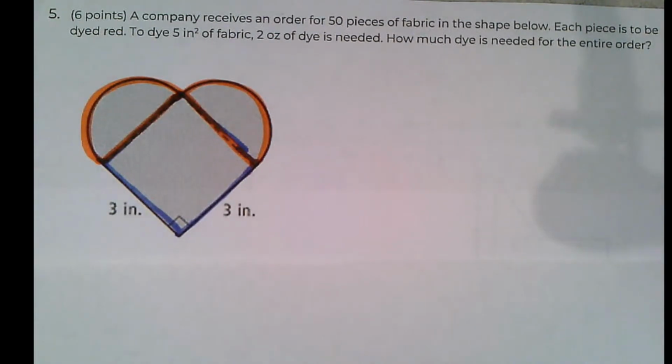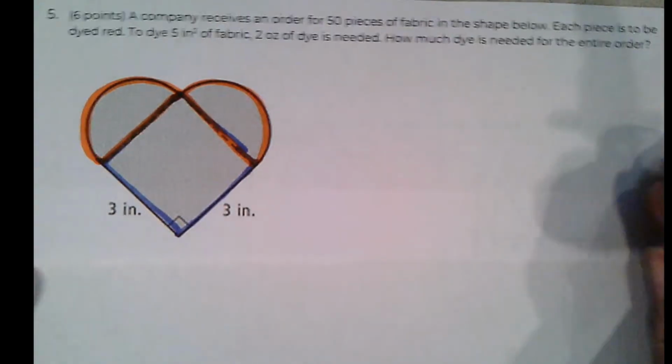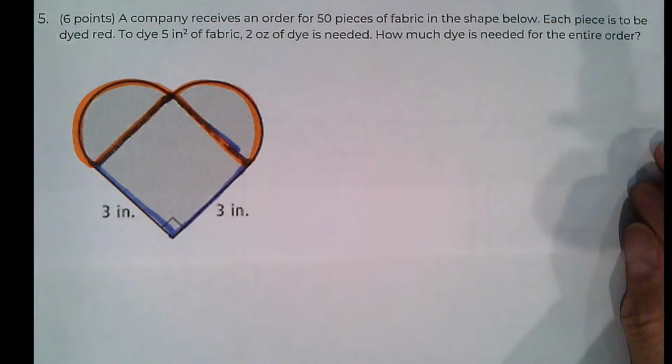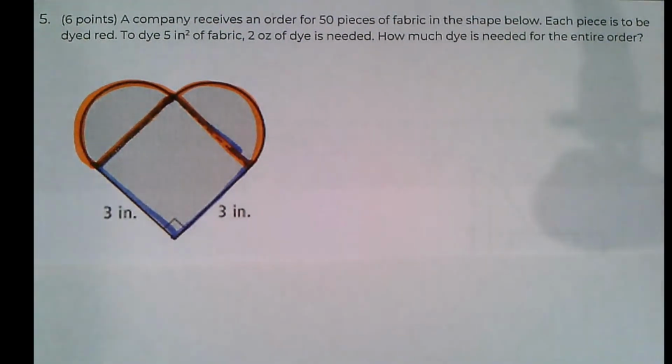Now, the first question, of course, especially since it's a word problem one, is to determine if we care about perimeter or area. So as we read through, a company receives an order for 50 pieces of fabric in the shape below. Each piece is to be dyed red. To dye 5 inches squared of fabric, 2 ounces of dye is needed. How much dye is needed for the entire order?